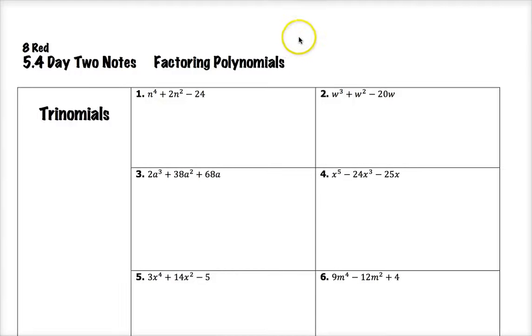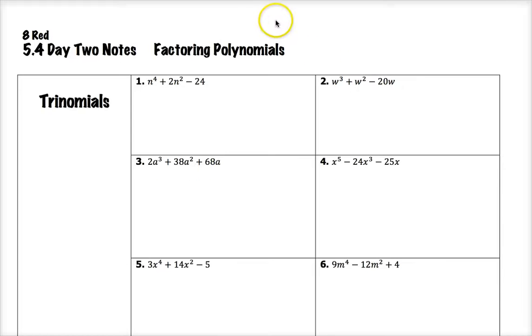Hey guys, in this next video I want to continue taking a look at how we can factor polynomials. In the last video it was binomials that we focused on, and then in this video we'll review how to factor trinomials and four-term polynomials. So for trinomials, again, you always start out by looking for a GCF.